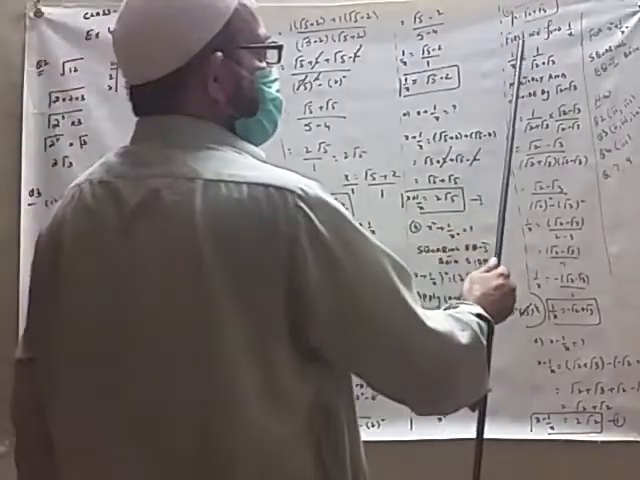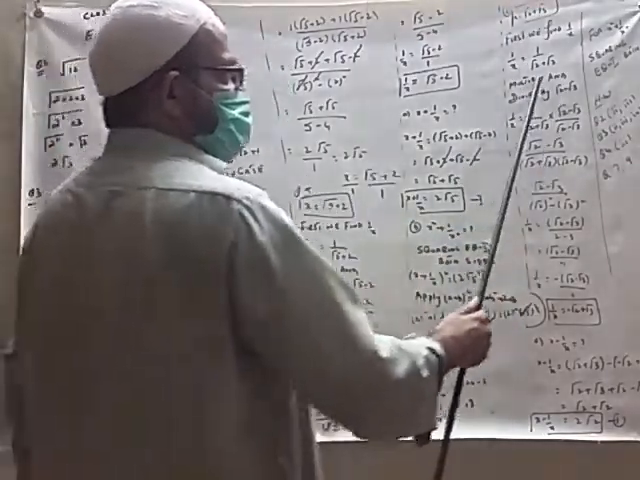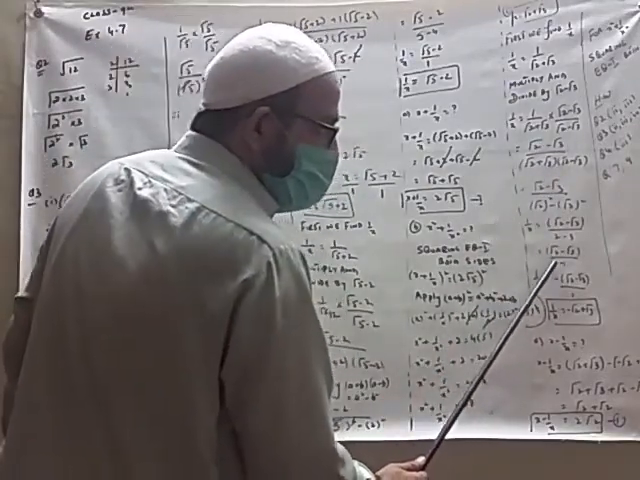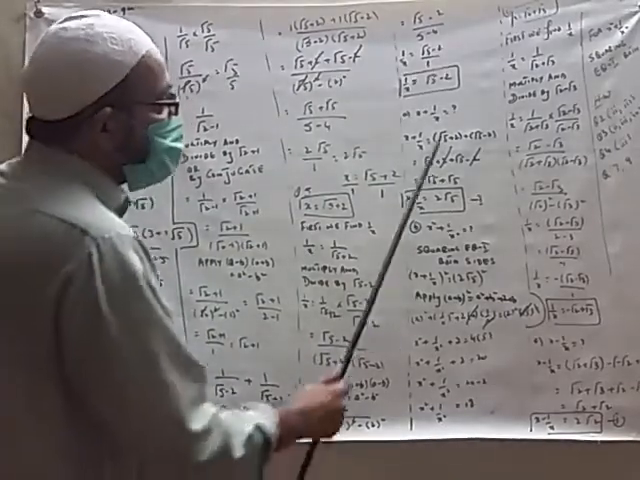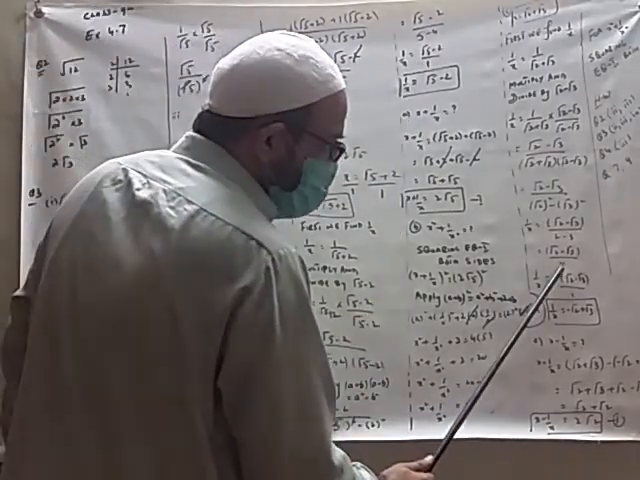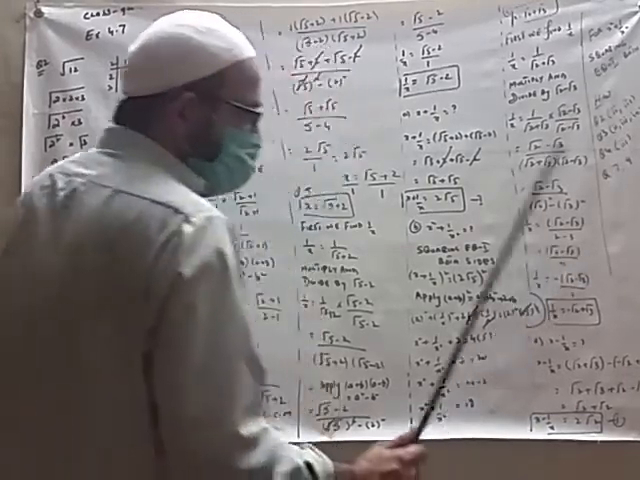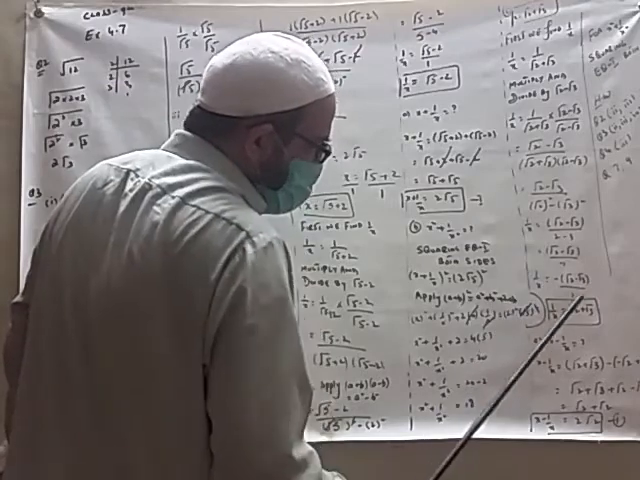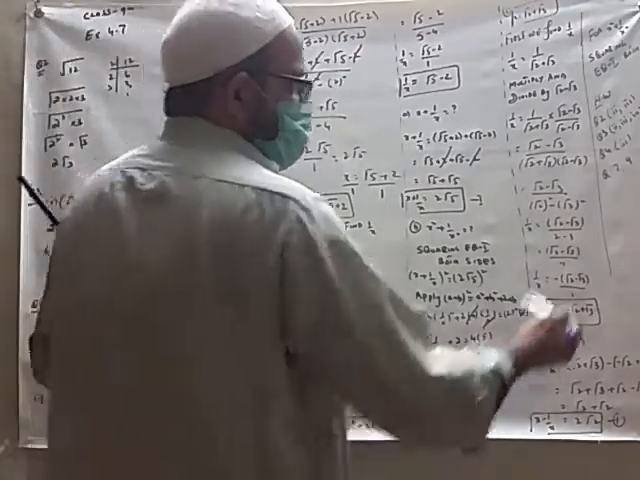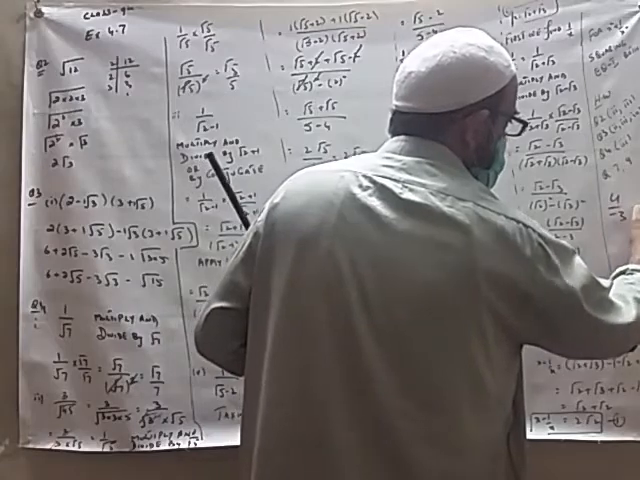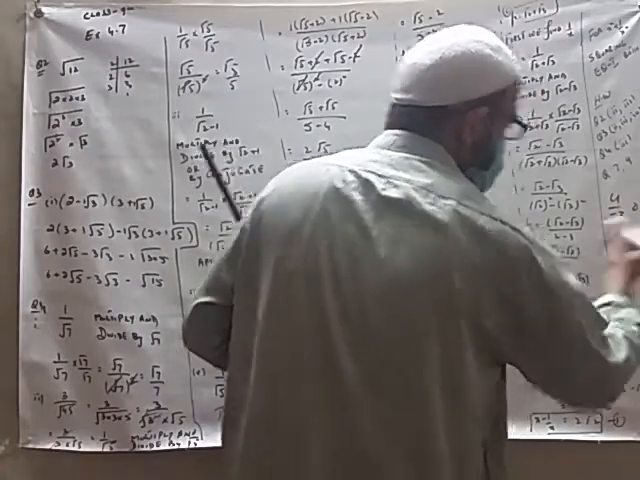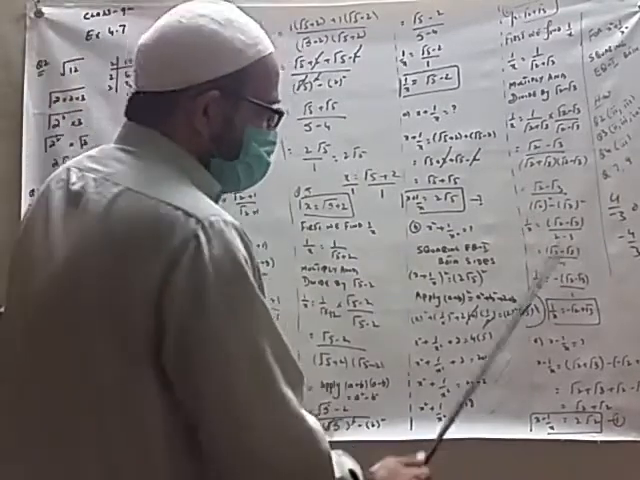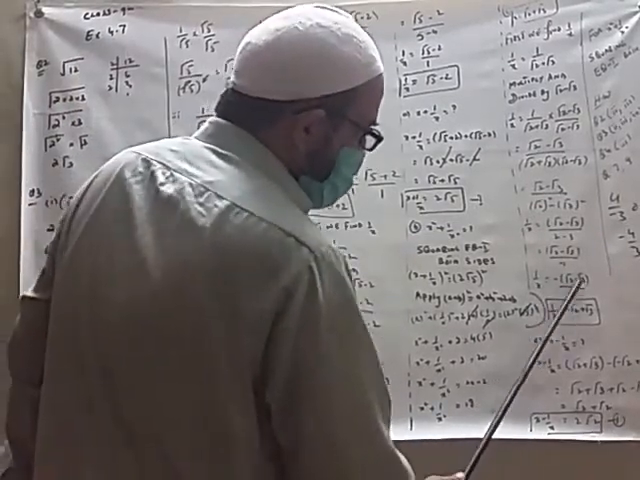Now question number 6. X is given. First we find 1 by x, the same as we did in the previous question. The only difference is that we get a minus here in the denominator, but in the previous question we got 1 here. If we have a minus here, shift this minus to the numerator, because in fraction form, whether you write the minus in the denominator or the numerator, it is the same. For example, 4 by minus 3 or minus 4 by 3, both are the same.